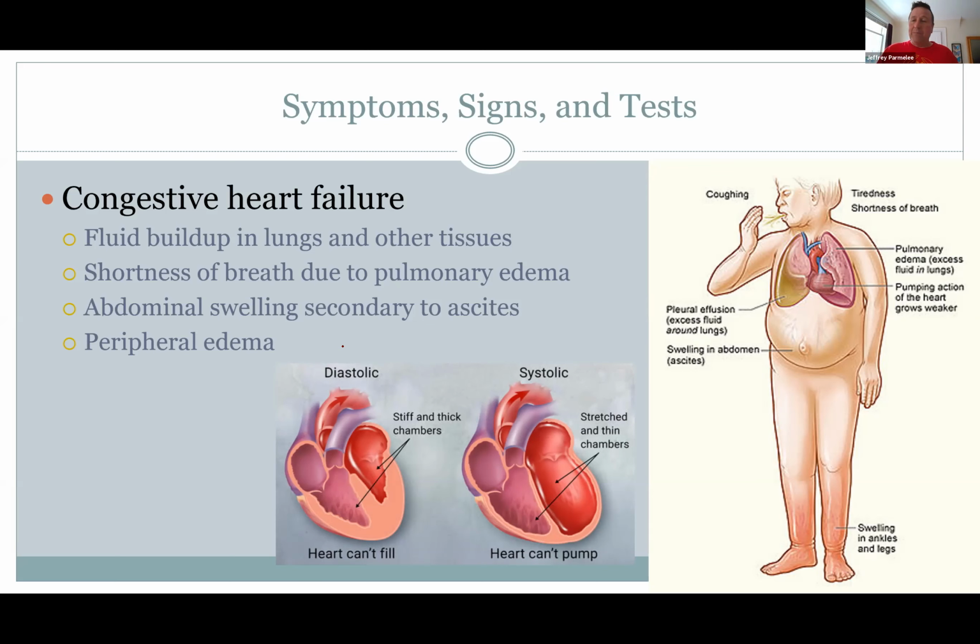And other edema, peripherally, especially the ankles, will really swell up. Ascites is when you have fluid coming out in your abdomen. You'll see neck vessels bulging. So you'll have a lot of edema because pressure has built up because your heart can't get rid of the blood.